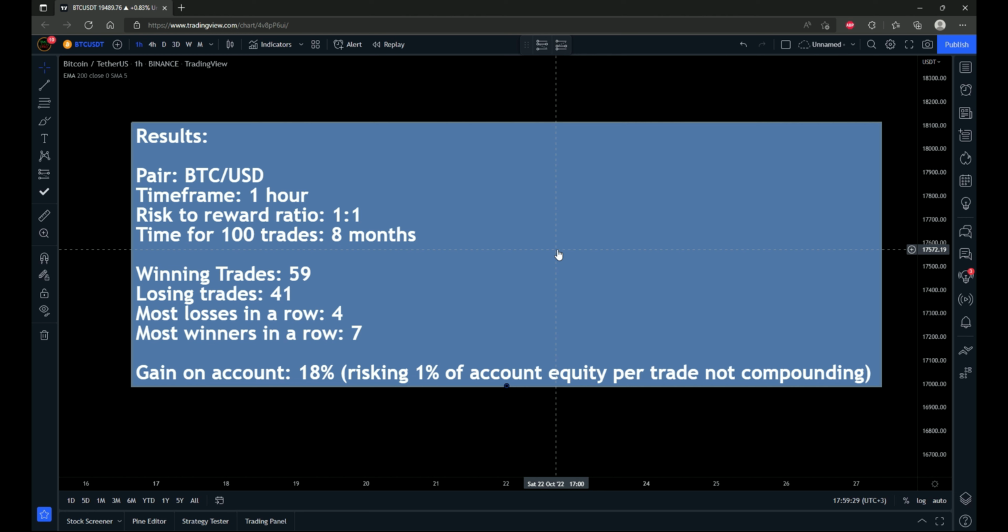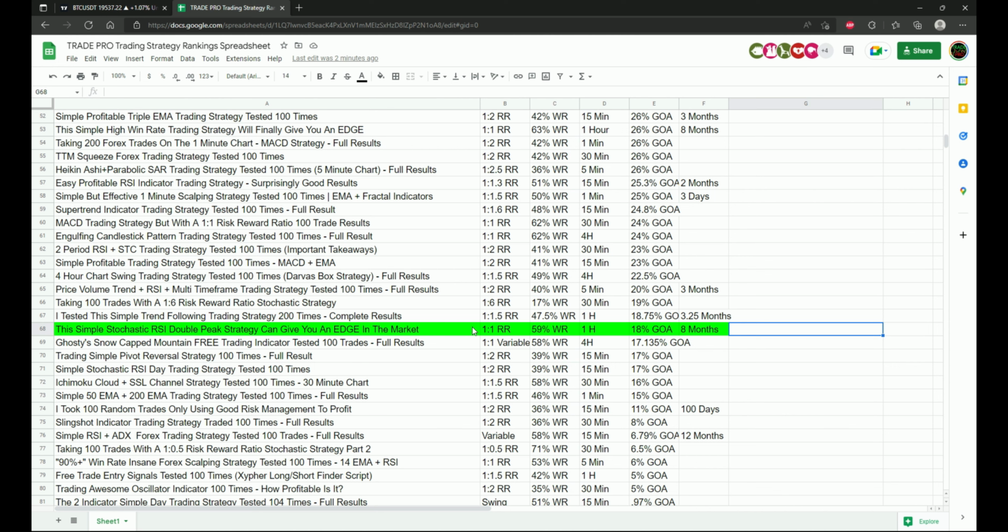Now, most losses in a row, 4. Most wins in a row, 7. The gain on the account, 18%, risking 1% of the account equity per trade, and also not compounding. So this one is doing pretty well, and I'll pop it on over to the strategy ranking spreadsheet to see how it stacks up. All right, so here it is on the strategy ranking spreadsheet, falling at spot number 68 out of 87 strategies tested. So it is pretty low on the list, which is kind of to be expected using a 1-to-1 risk to reward ratio.